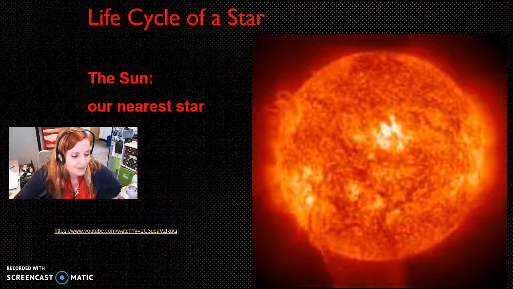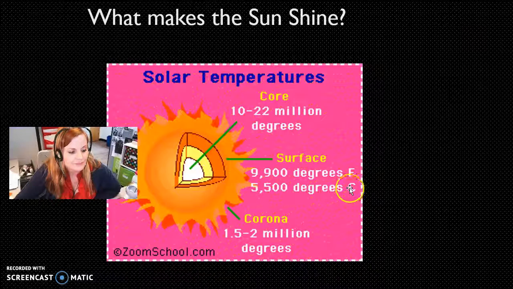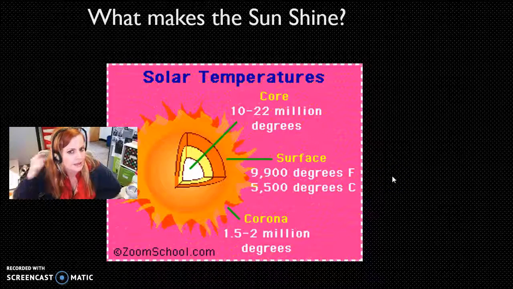I will try. So this is, of course, the nearest star to us, and it is a yellow dwarf star. It is about 6,000 degrees on its surface. So that visible part is about 6,000 degrees Kelvin. And the core, which we can't see, is going to be roughly 10 to 20 some million degrees Kelvin.